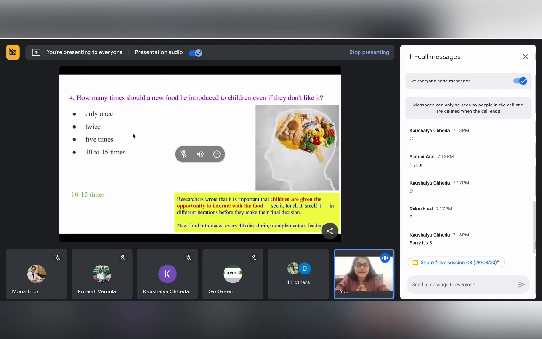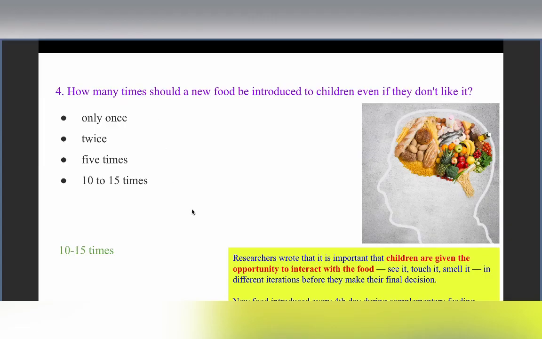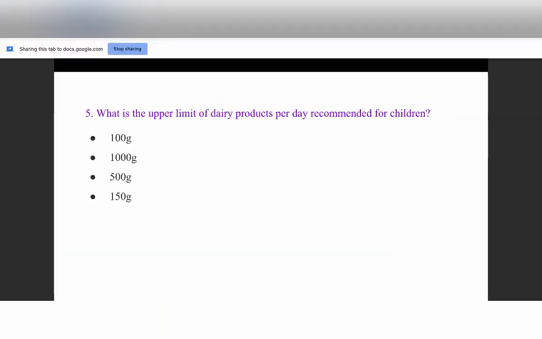Please keep this in mind. This is not a specific frequency of feeding the child, but a minimum number of attempts that you need to introduce that specific kind of food to the child. So we'll move on to the next question.